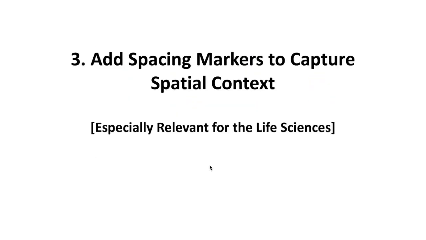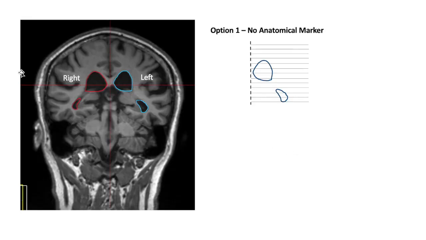The third rule to keep in mind when applying the parallel grid system is that adding spacing markers will capture spatial context. And this is very important for people who are studying spatial information in the life sciences. Let's take the brain, for example. These outlines are the edges of caverns in your brain called the lateral ventricles. There's one on the left and the right. Keep in mind that the patient in this photo is facing you, so your right is the patient's left.